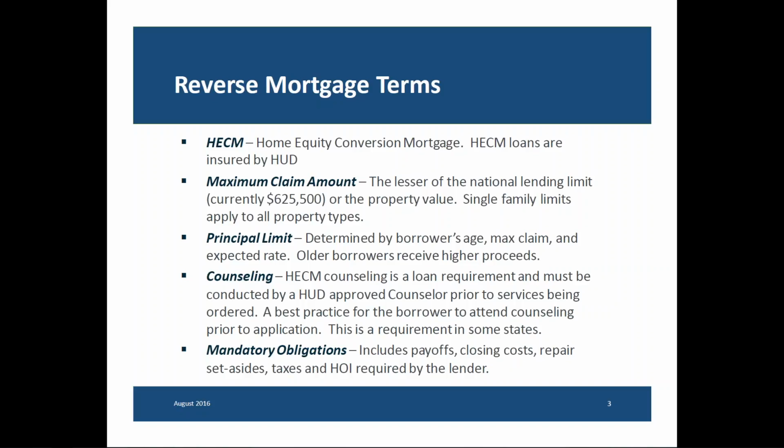Principal limit. That's basically the loan amount, and that's determined by the borrower's age, max claim, and expected interest rate. Older borrowers receive higher proceeds. So if you have two borrowers, same exact situations, except one borrower is 65 and the other borrower is 75, the 75-year-old borrower will receive higher proceeds.